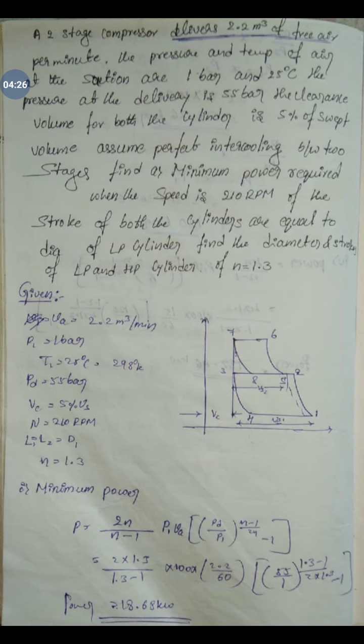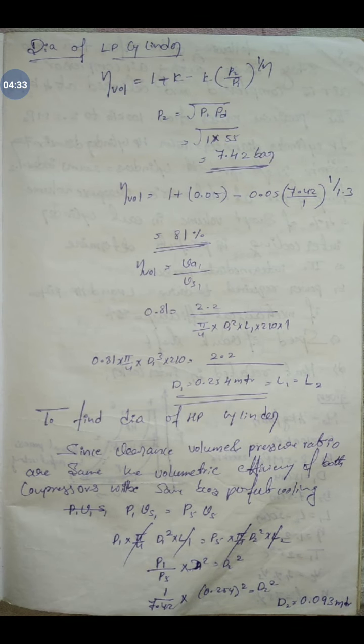Now he has asked to calculate the cylinder dimensions. He has given that the dia of the LP cylinder is equivalent to the stroke of LP, and the stroke of both the cylinders is equal to the dia of the LP cylinder. To calculate the dimensions, we should know the volumetric efficiency. By knowing the volumetric efficiency, we can calculate the swept volume, and from the swept volume, we can calculate the cylinder dimensions.